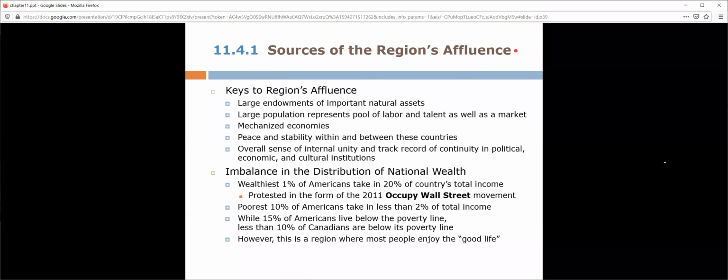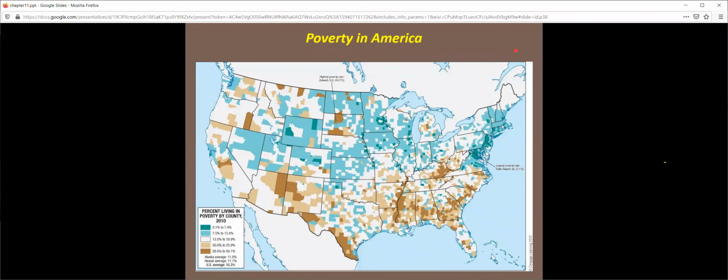Sources of regions' affluence, how places get wealthy. One of the key reasons why certain places are wealthier than others would be, of course, natural assets. If you live in a particular part of the world that has access to goods or products that people want, you tend to make more money, right? You also can have large populations and talent pools. Those blue colors over here in California, they represent large cities and tech cities and places where people make a lot of money, right? Same thing with why New York's all green over here, right?